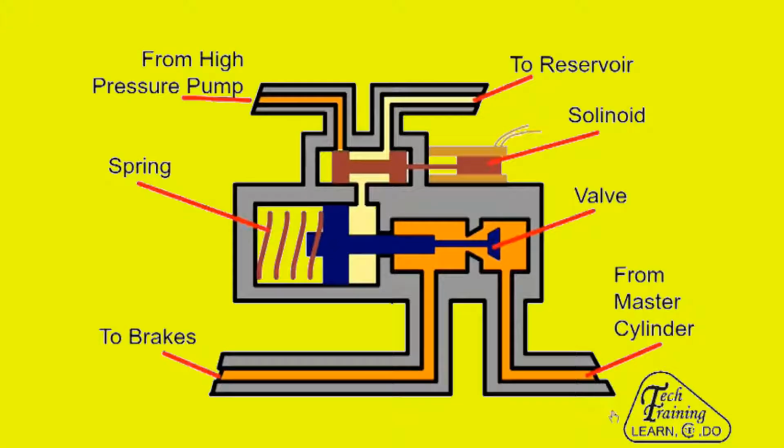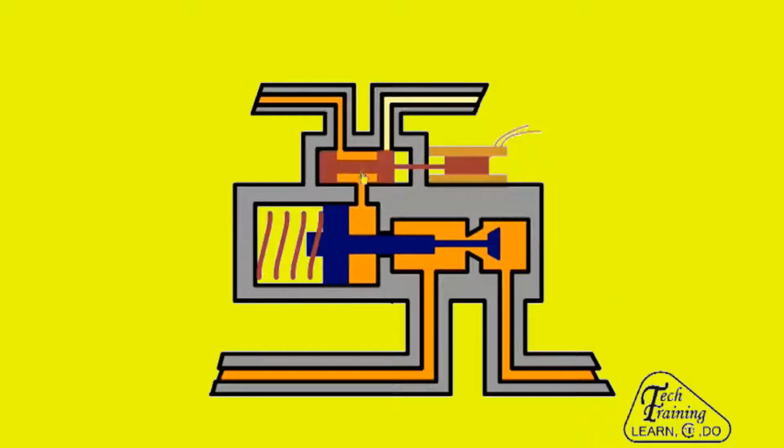The modulator valve is normally in the open position and has no effect on the braking system. At the top left there's a connection to a high pressure pump, and at the top right there's a connection back to the reservoir. Bottom right is the input from the master cylinder, and bottom left is the outlet to the wheel. When the ECU detects that a wheel is on the verge of locking, it activates the ABS solenoid.